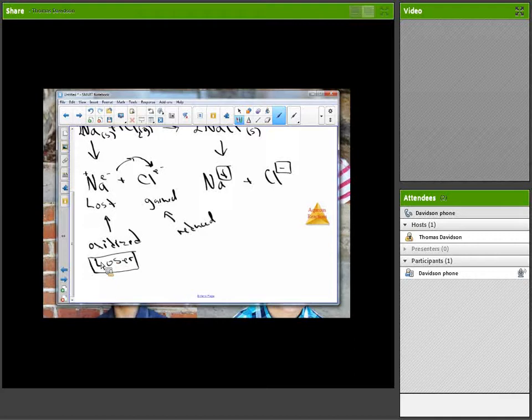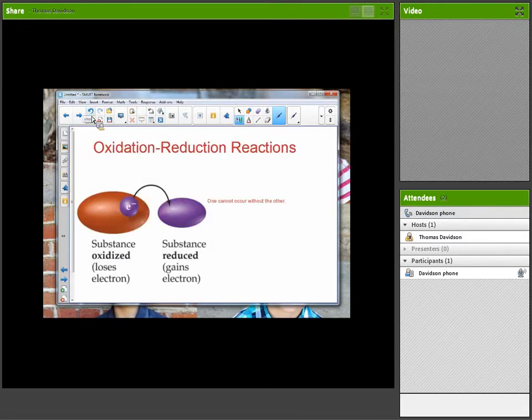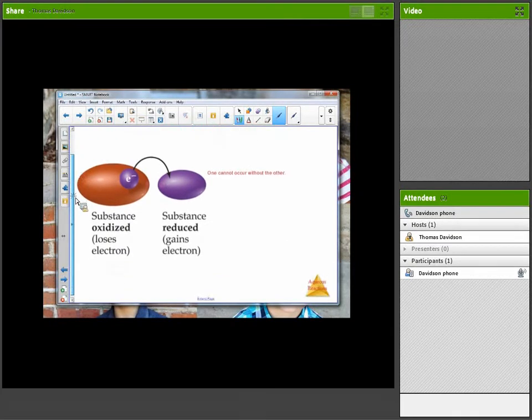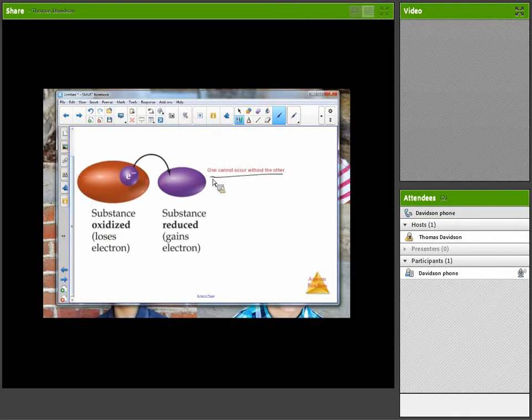The oxidized is always the loser. The reduced is always the gainer. And it's really simple when it's just a metal and a non-metal forming an ionic substance. But it can get a lot more complicated because we're in AP. Now, you do need to know that you can't have oxidation without reduction. You can't have reduction without oxidation. You have to have one of each.